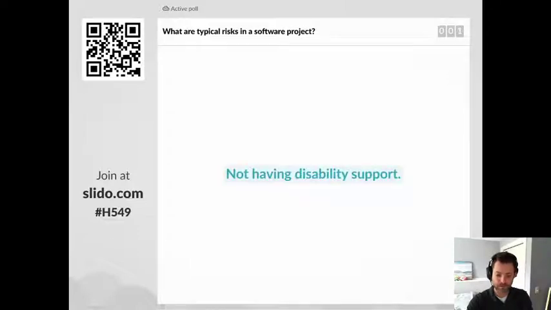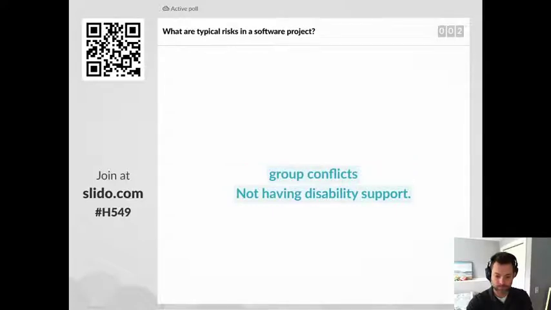Hey, that's a good one. Group conflict. Good. Yeah, so disability support risk could be your accessibility issues, right? You cut out half your user base because they can't read what you're doing or interact with it in some way. Absolutely. At least it seems to be working from my end.